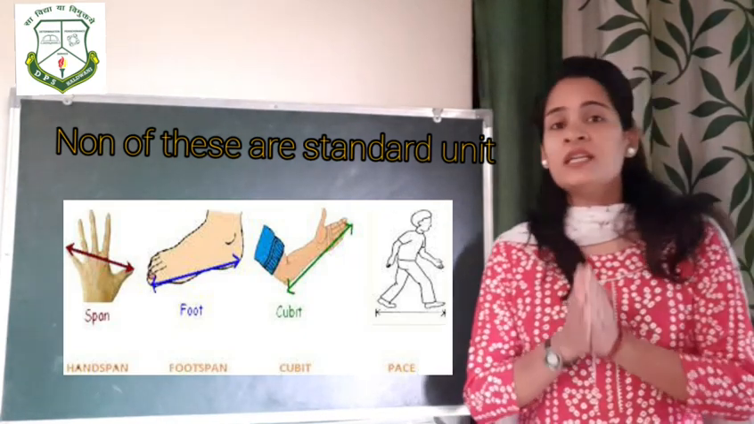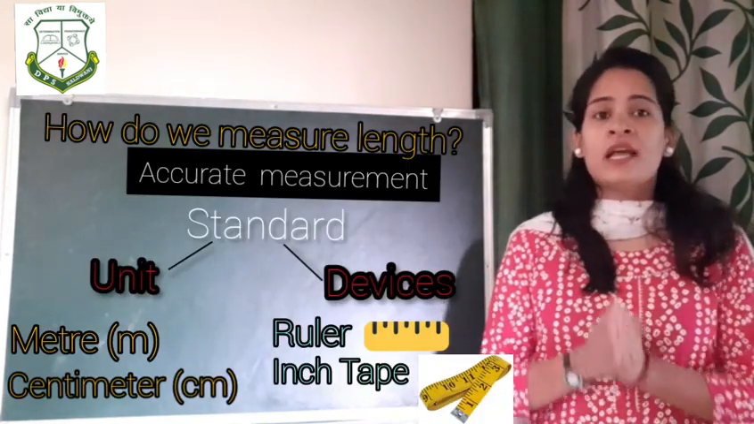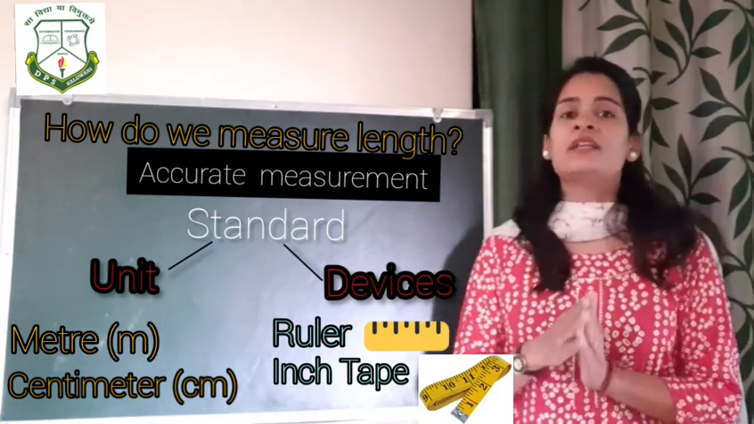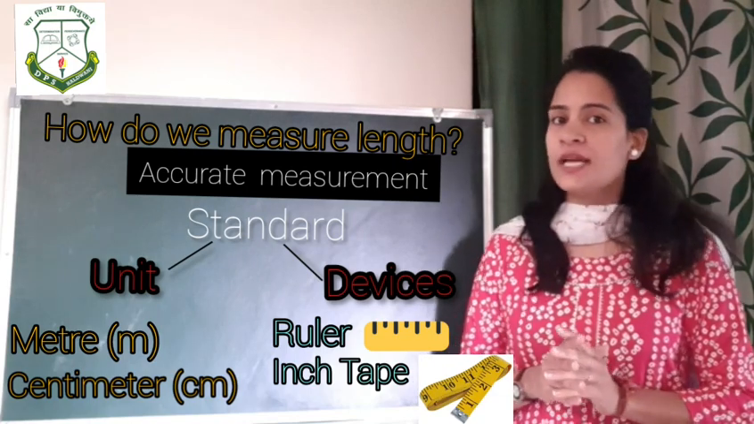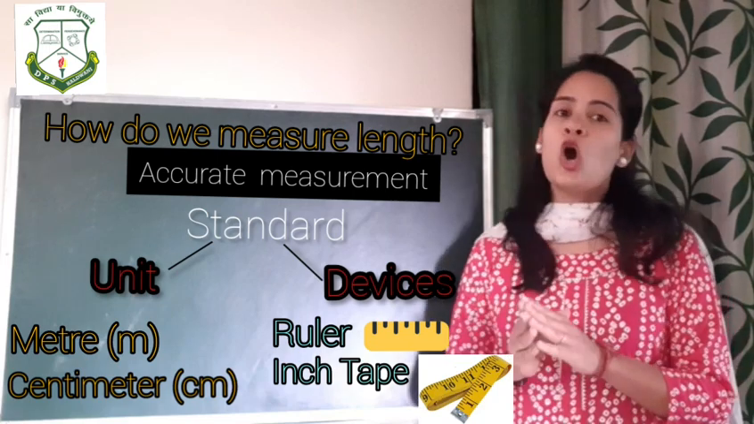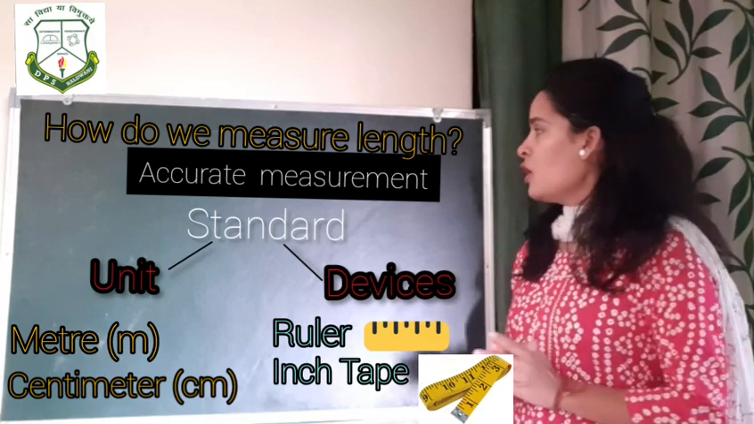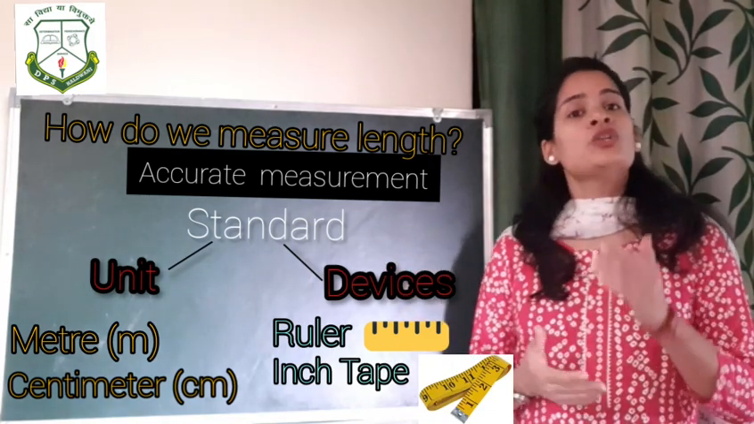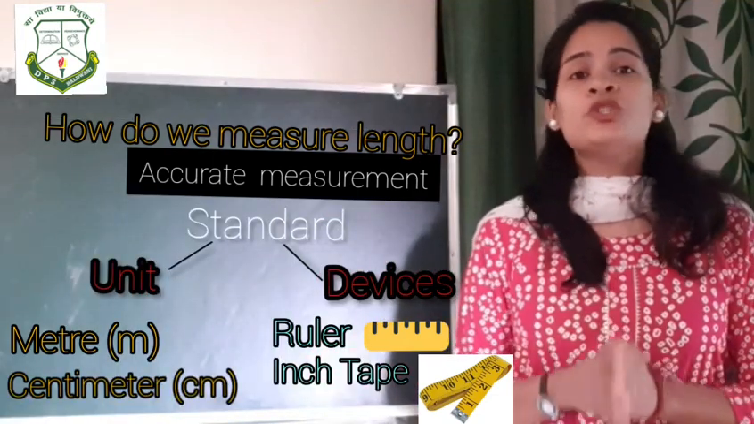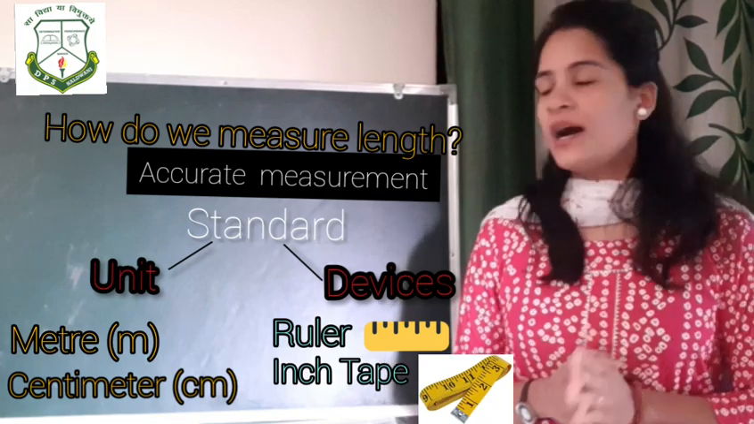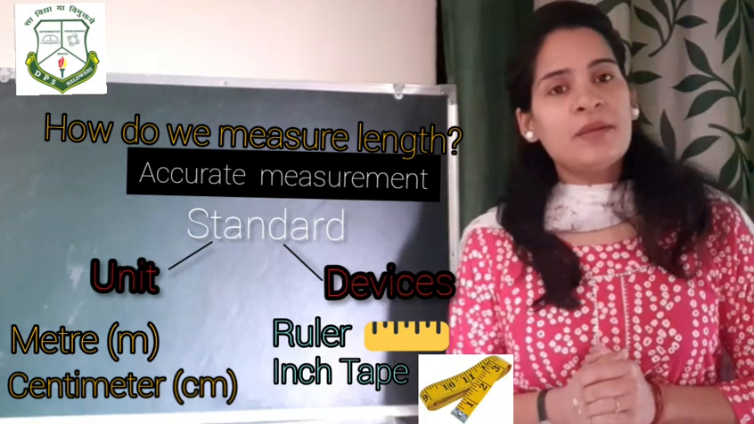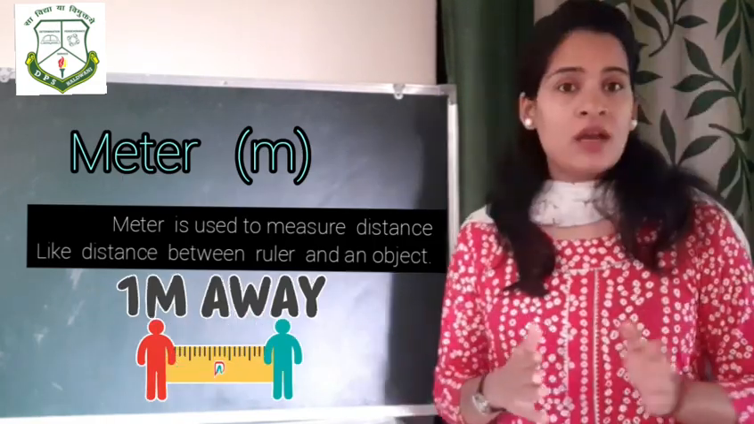Now to measure the accurate length of an object, there are devices and units to measure length. If we have to measure the length of some object, we use a ruler or inch tape. And the units to measure the length of an object are meter and centimeter.